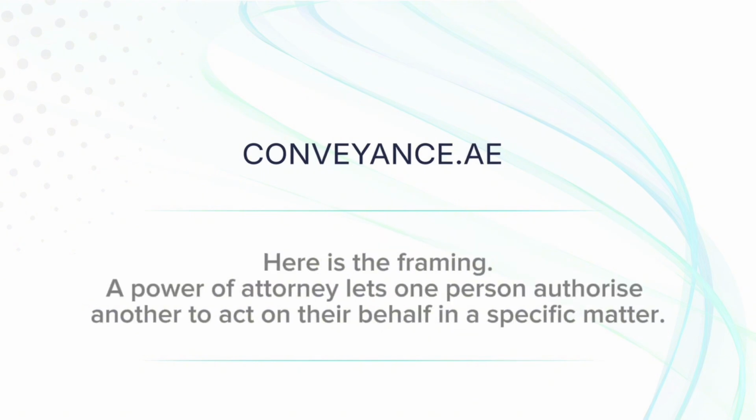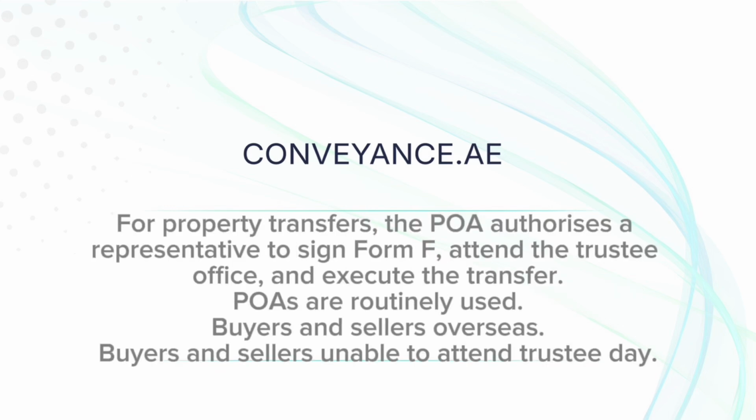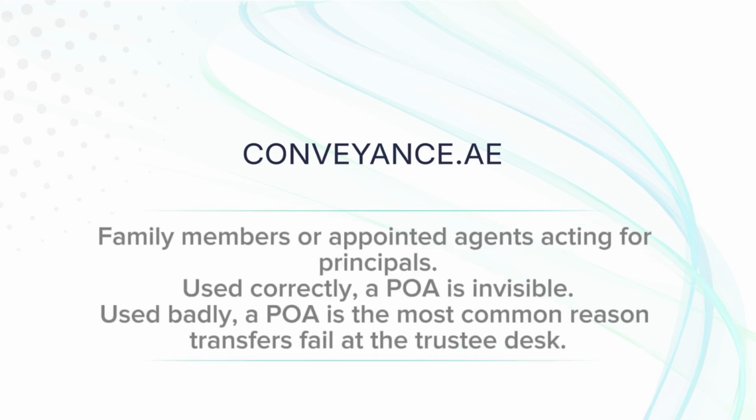Here is the framing. A power of attorney lets one person authorize another to act on their behalf in a specific matter. For property transfers, the POA authorizes a representative to sign Form F, attend the trustee office, and execute the transfer. POAs are routinely used by buyers and sellers overseas, buyers and sellers unable to attend trustee day, and family members or appointed agents acting for principals. Used correctly, a POA is invisible. Used badly, a POA is the most common reason transfers fail at the trustee desk.